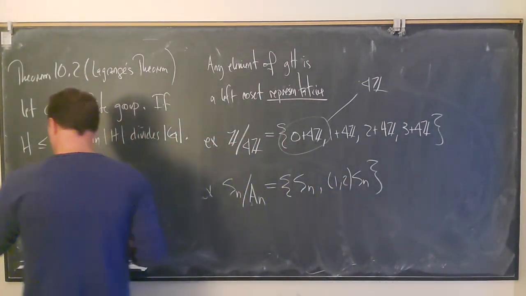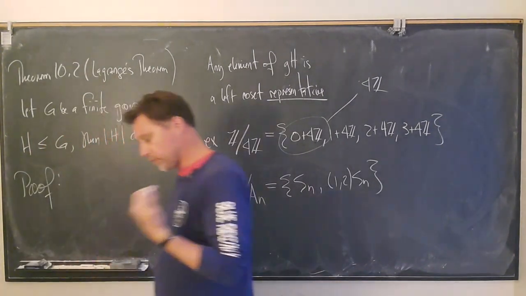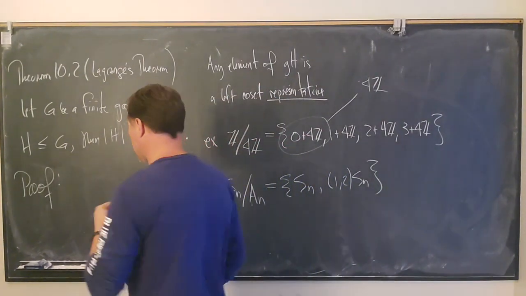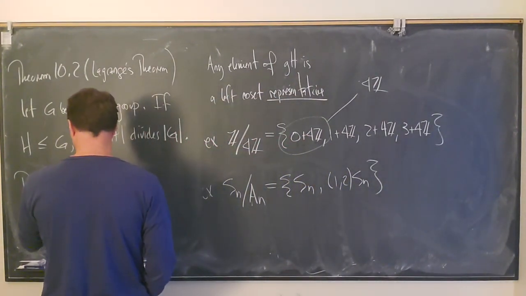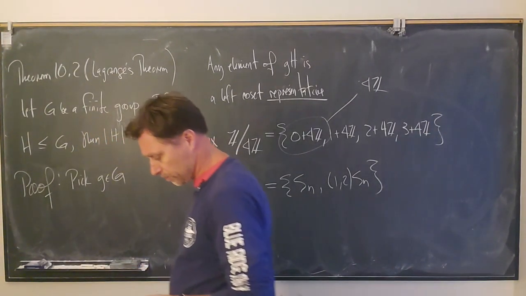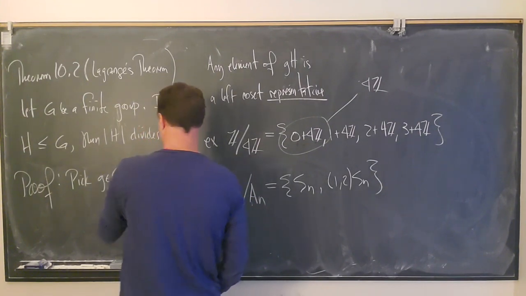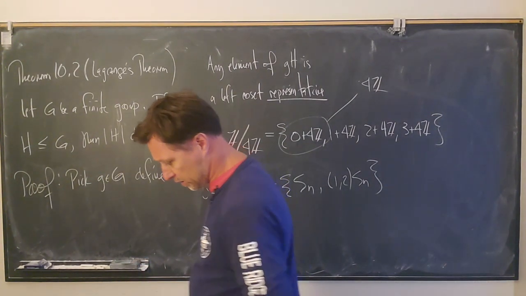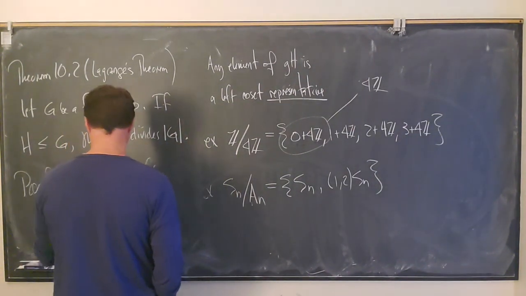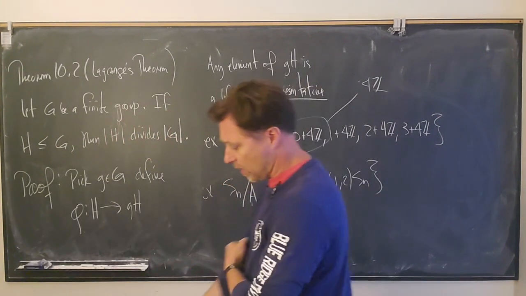And so for the proof, this is a nice theorem, and the proof is sort of correspondingly slick. So here's how it goes. So let's pick any element, little g in capital G, and we're going to define a function phi from H to the coset gH, and we'll do it in the obvious way.